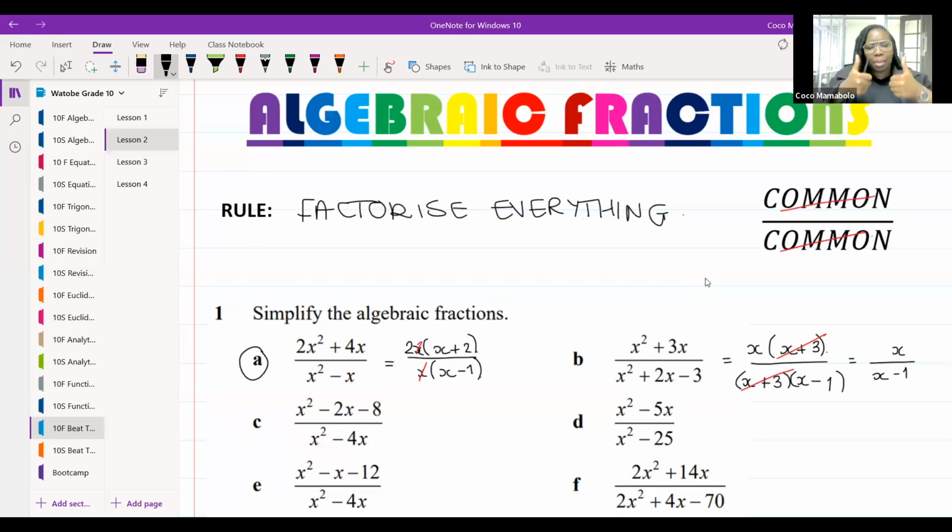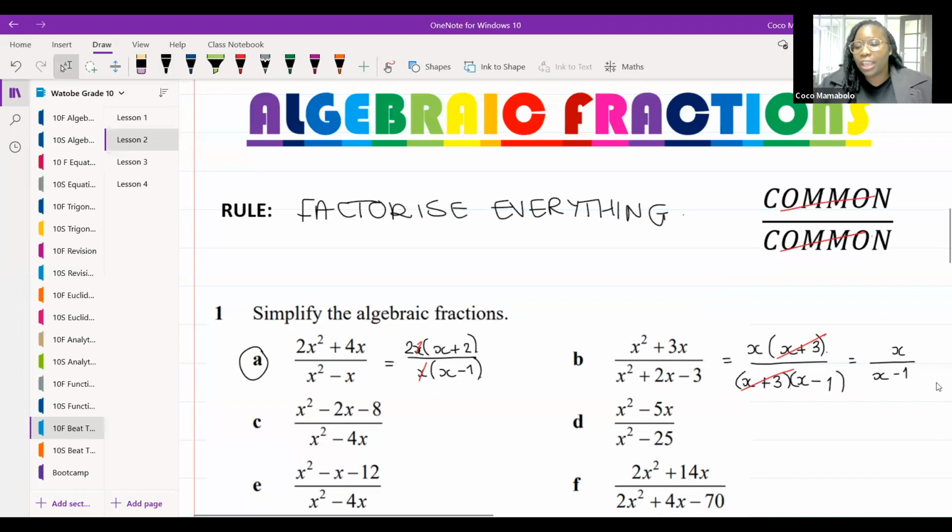Give me a thumbs up if what I've just done makes perfect sense. It should make perfect sense, guys, because we've been factorizing. It's because it's that easy. I didn't make it look easy. It's literally that easy.